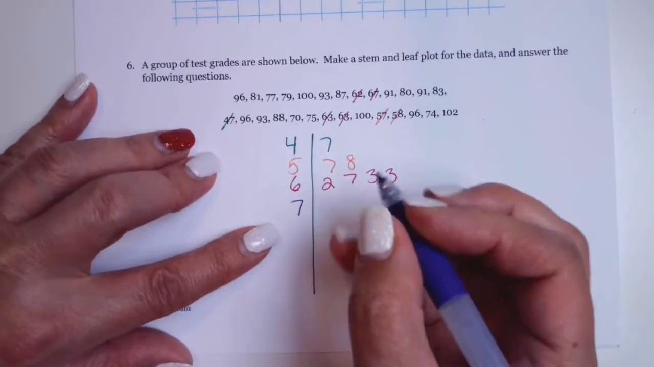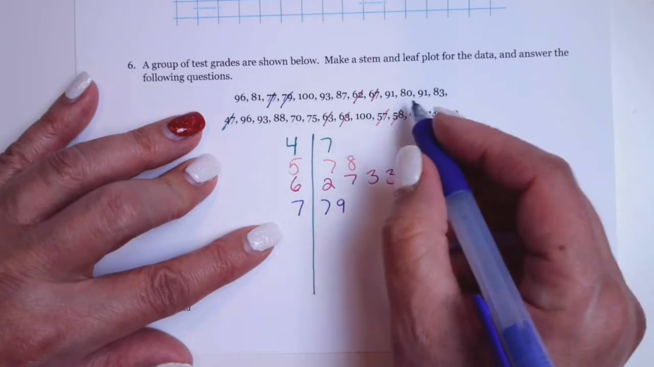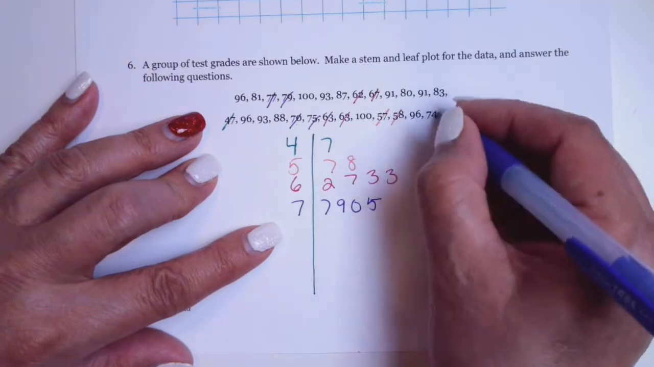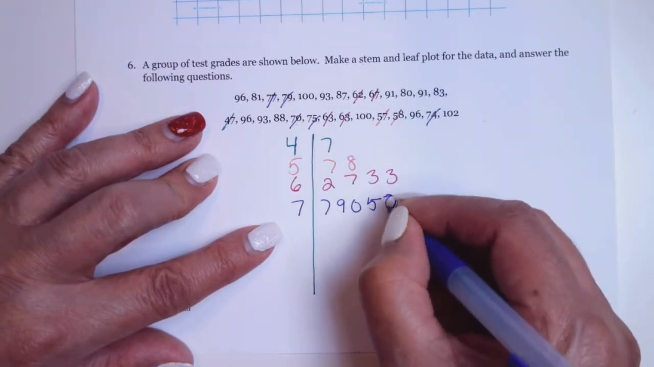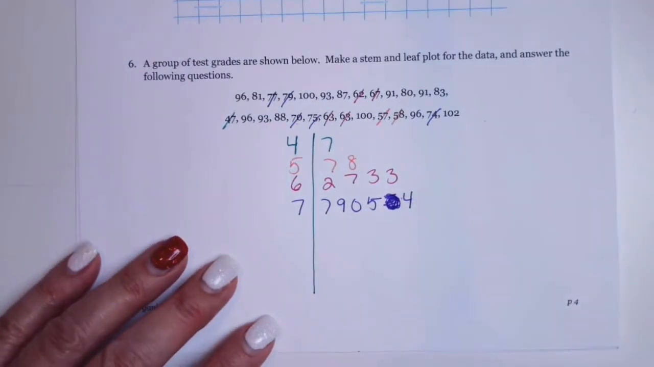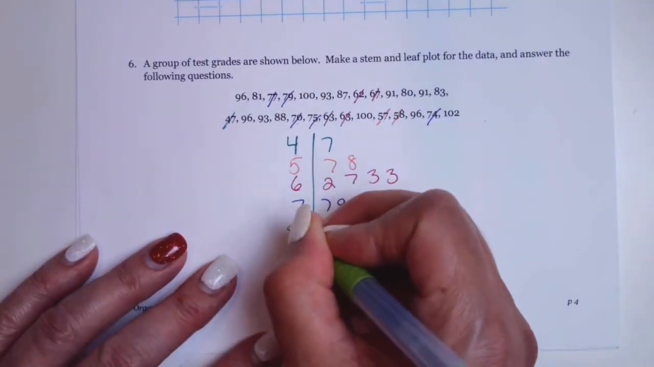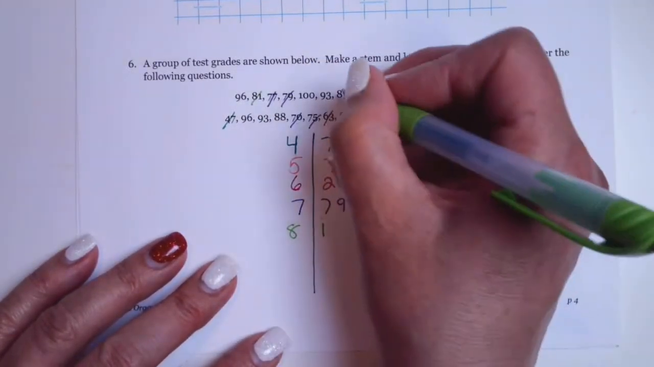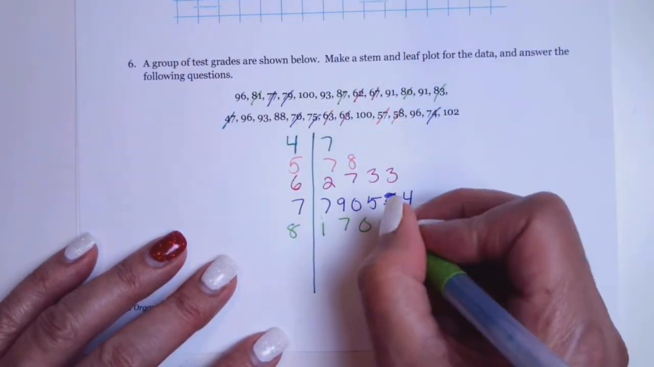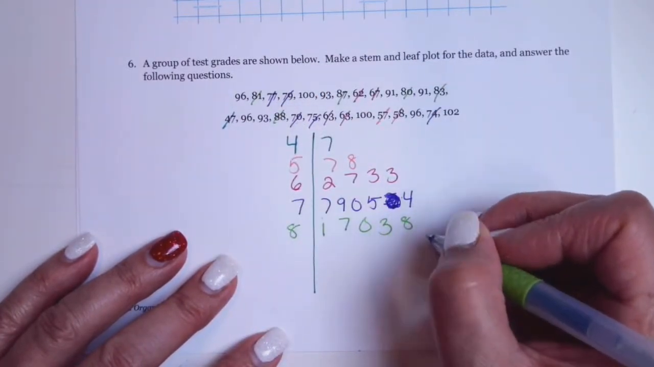Then we have our 70s. So 77, 79, 70, 75, and 74 is what I meant to do. Next one is 80s. So 80, 81, 87, 80, 83, 88, and that's it.